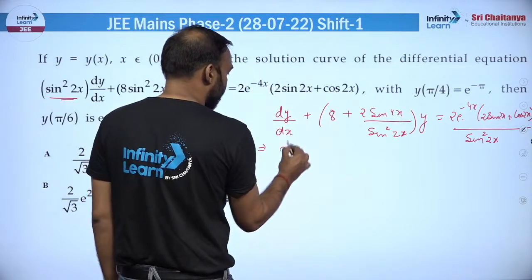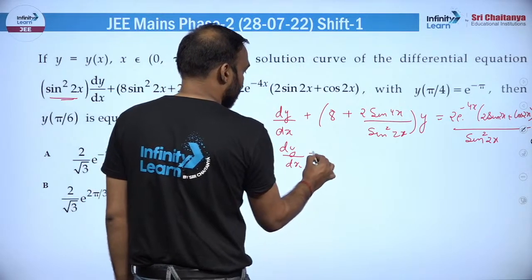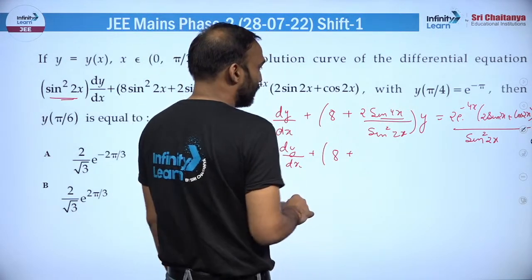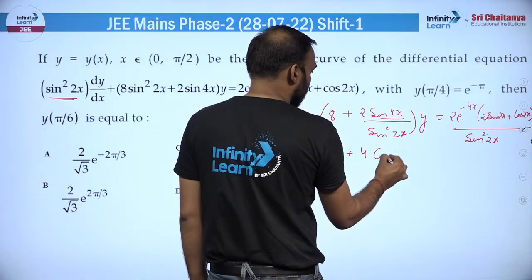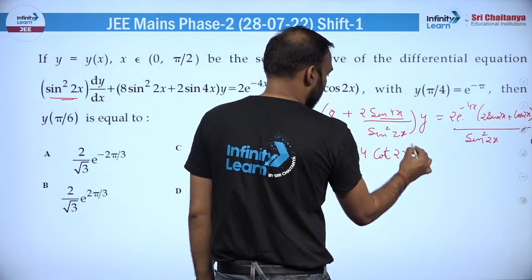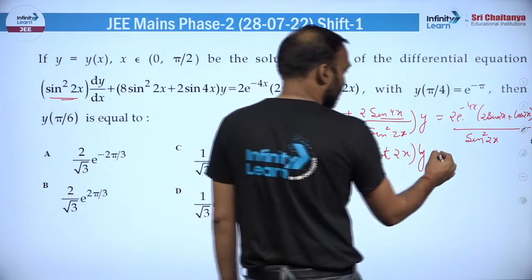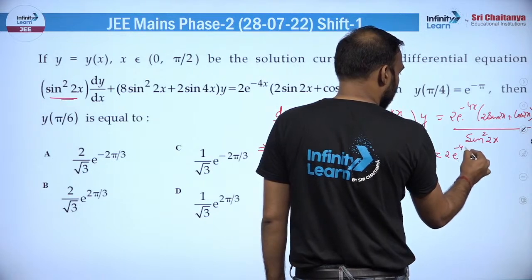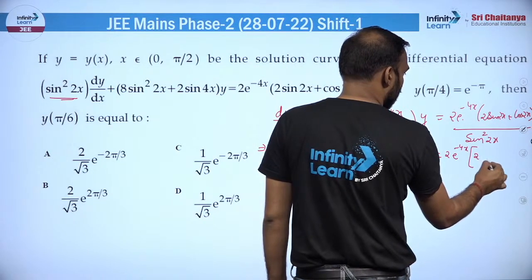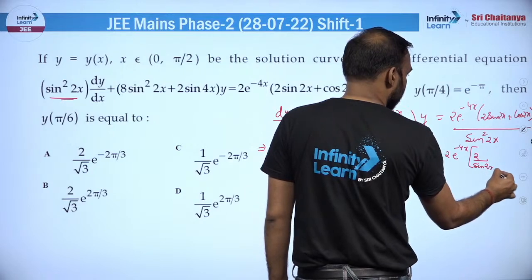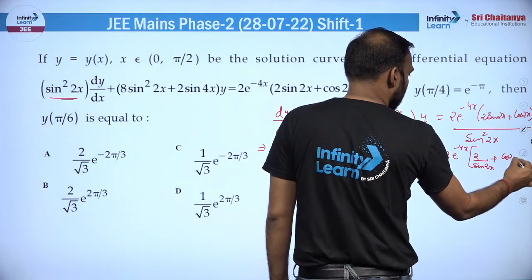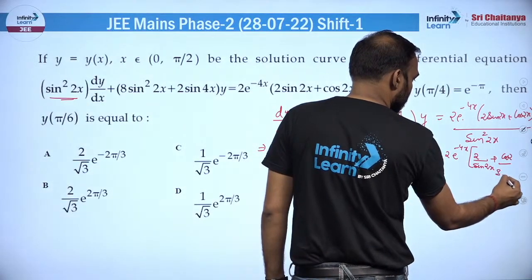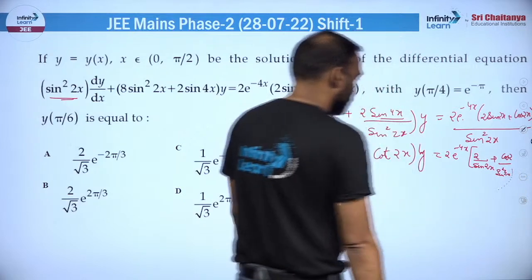This we can simplify. It becomes dy by dx plus 8 plus, applying 2 sine a cos a, so I'll have 4 sine 2x cos 2x, so I'll have 4 cos 2x upon sine 2x. So 4 cot 2x, this into y. This over here I will divide by this. So 2 into e to the power minus 4x, it becomes 2 upon sine 2x plus cos 2x upon sine square 2x. Right.